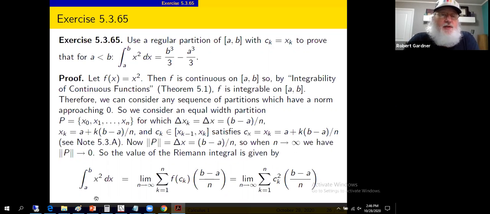So the integral from a to b of x squared dx is the limit of the Riemann sums. We had exactly this term in the previous 2 cases. The only difference here is f does something different to c sub k. It squares it this time. So f of c sub k squared, times b minus a over n, will sum and then take a limit. We have an expression for c sub k. Here it is right here. So next page, next slide.